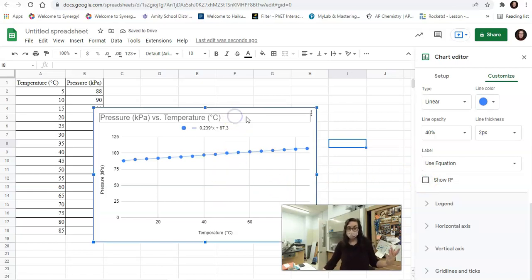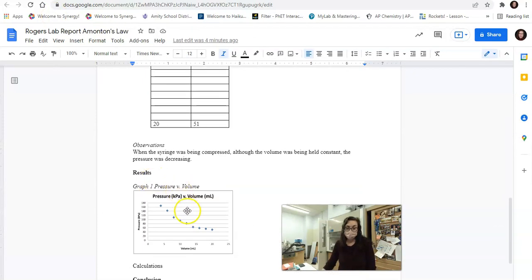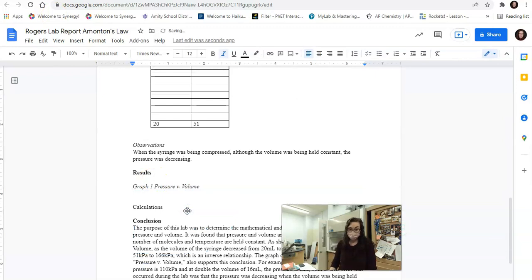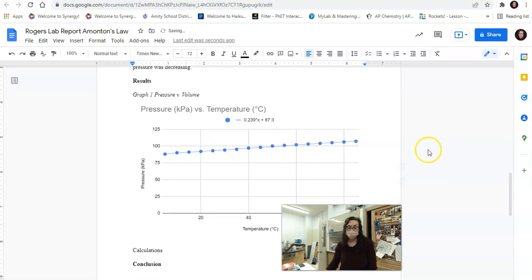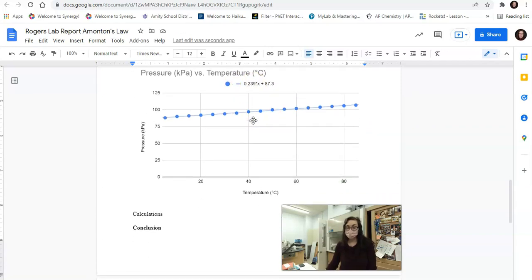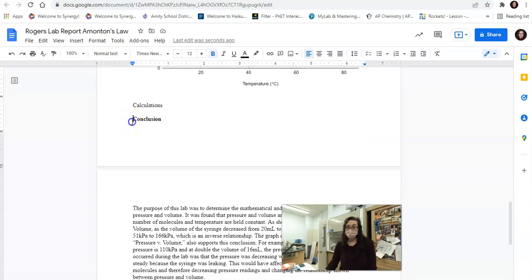Okay, so now I can basically click on this. It looks pretty good to me. I'm going to hit Control Copy. I'm going to go back over to my lab report, delete this one that I had made in the Boyle's Law one, and insert unlinked. There we go. Okay, so now your chart is in there. It has this fun stuff about your y equals mx plus b, and then you can start writing your conclusion.